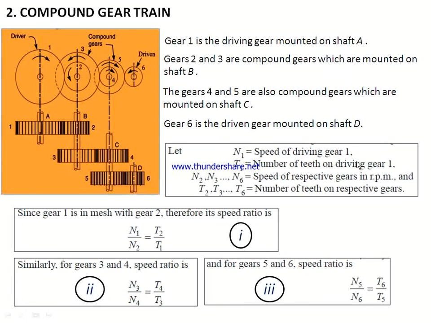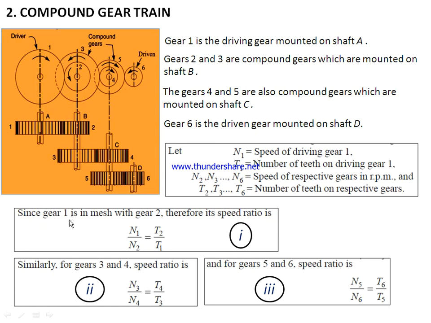So gear number 6 is the driven gear, the output gear. Now let N1 be the speed of the driving gear, that is this one, T1 be the number of teeth on the driving gear, this one. And similarly N2, N3, N4, N5, N6 be the speeds of gears 2, 3, 4, 5 and 6, and also T2, T3, T4, T5, T6 be the number of teeth on the gears 2, 3, 4, 5 and 6.